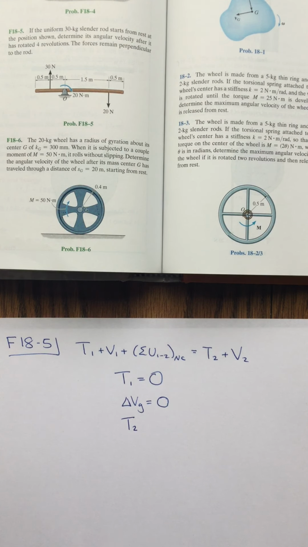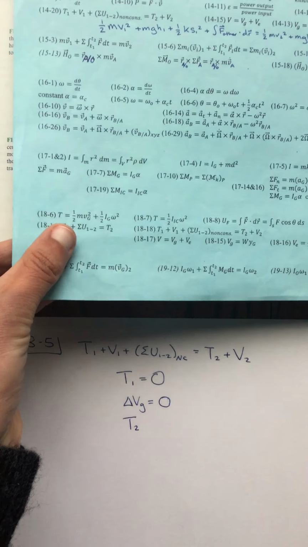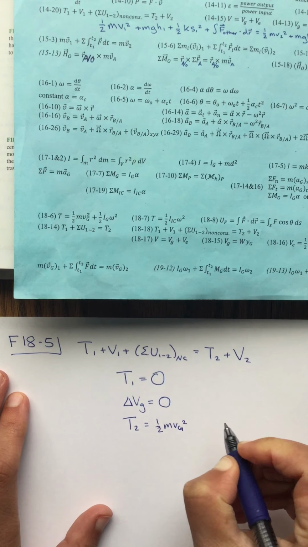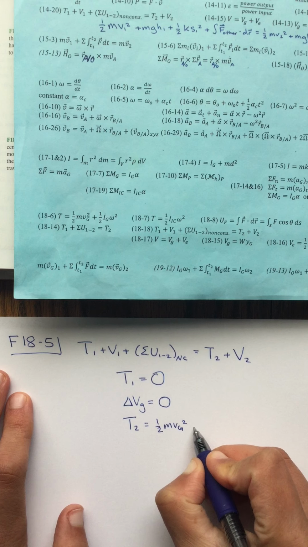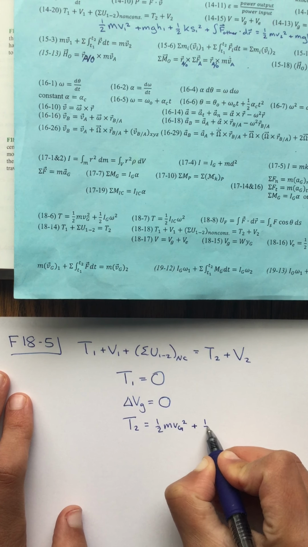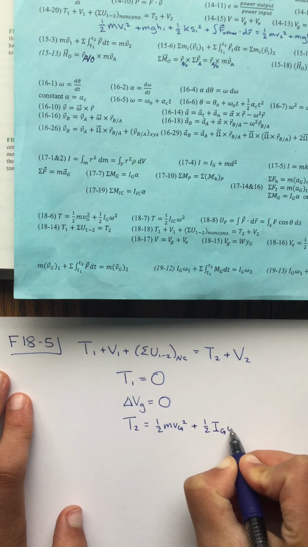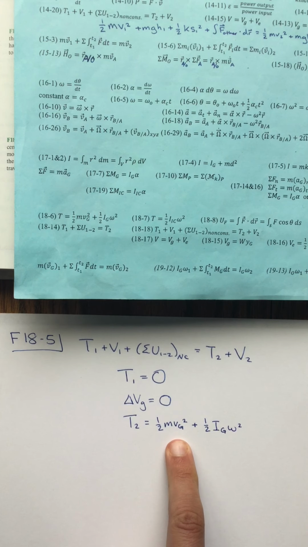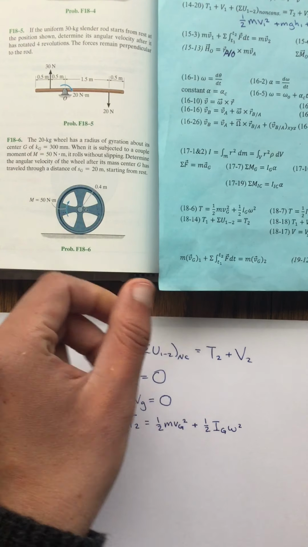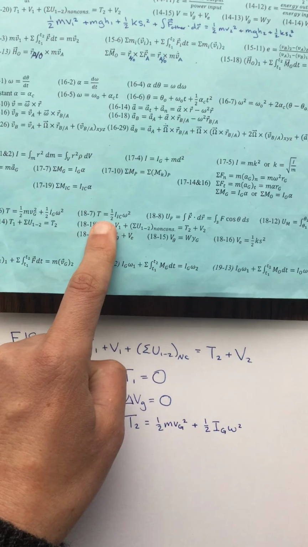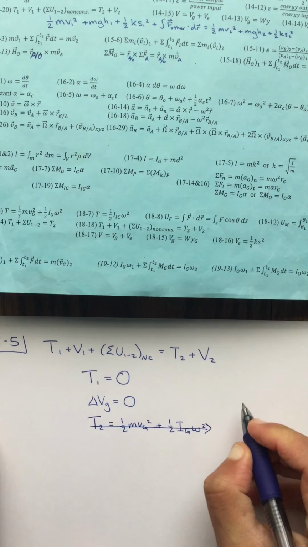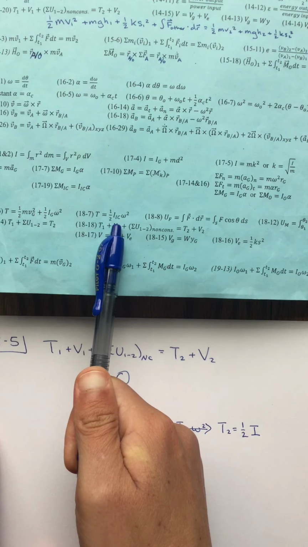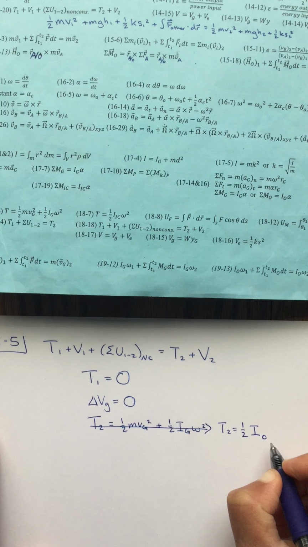So from equation 18.6, the final kinetic energy is 1/2 m vG squared, where vG is the velocity of the mass center. And then I have 1/2 IG times omega squared. Well, actually, instead of using this equation here, since I have a fixed point O, I could use equation 18.7. So I can say T2 is equal to 1/2. And remember, we can use this equation for the instantaneous center or for a fixed point O.